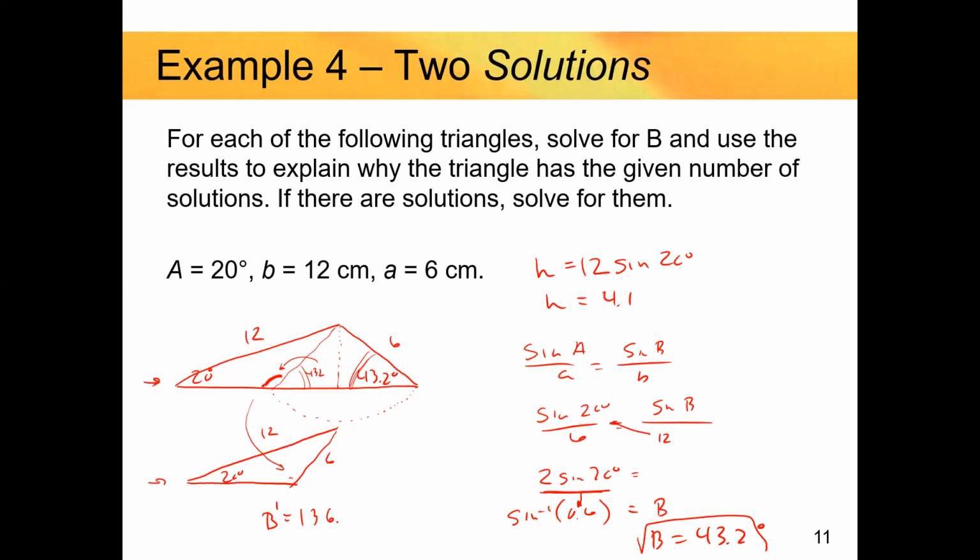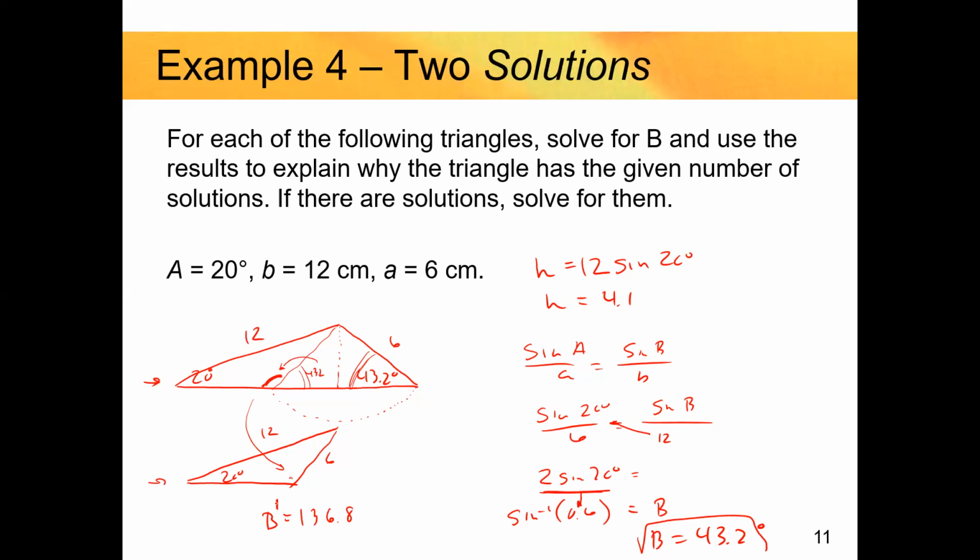136.8. Okay, now what we're going to do is label this not as B, but as B prime, which is a second version of B. We're good because we have two angles. We have two triangles on our hands that we have to think about.